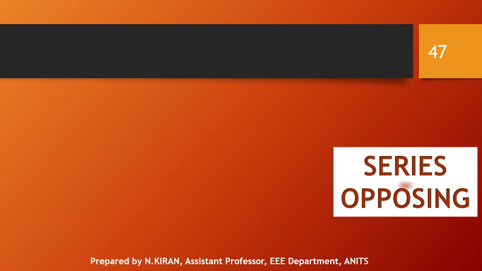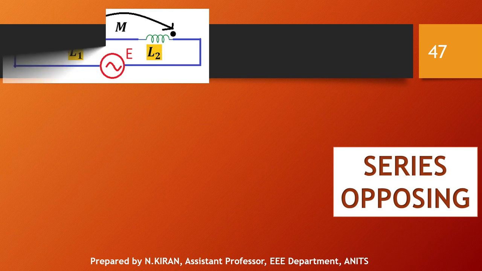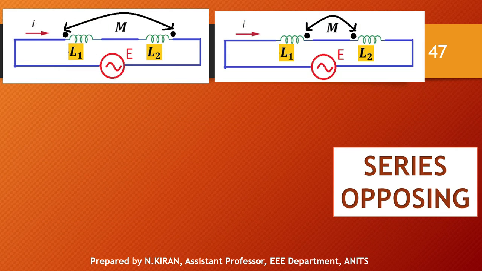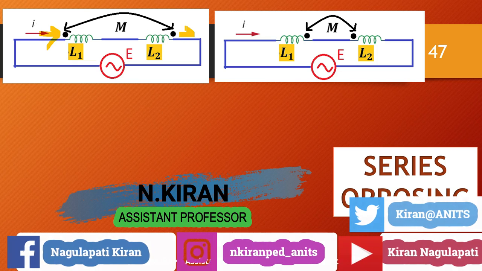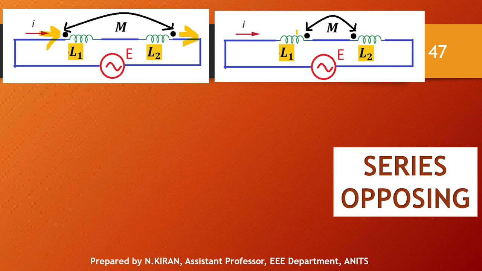Next, let us consider series opposing. If I observe these two cases, we can see that current is entering at the dotted end in the first coil and leaving at the dotted end of the second coil. Here also the current is leaving at the dotted end of the first coil and entering at the dotted end of the second coil. In either of the cases, we consider that as series opposing.